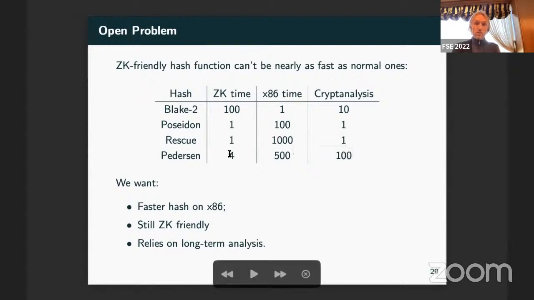What is always a popular choice among companies and libraries that use this is actually a construction that is relying on number theoretic assumptions, which is not as competitive as Poseidon and Rescue in the zero knowledge domain, and is also quite slow in the plain. But why do people use it? Well, this brings me now to the third column here, the cryptanalysis. It has a reduction to a number theoretic problem, I think it's related to the discrete log.